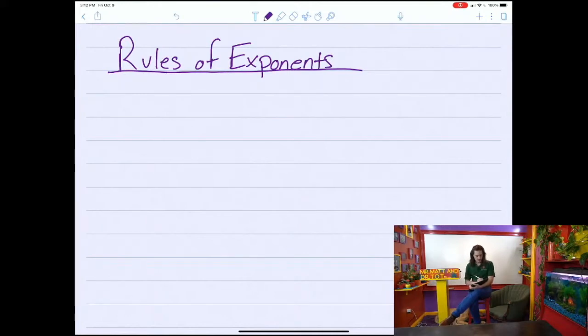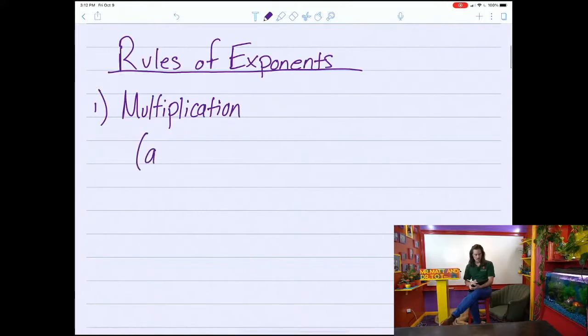The first rule has to do with multiplication. When we have common bases raised to exponents and we're multiplying those values, such as a to the m power times a to the n power, where a represents the same number and m and n represent different numbers. They could be the same, but they're probably different, as the notation indicates. When we multiply common bases raised to exponents, we can keep the base, add the exponents. So this is equal to a raised to the m plus n power.